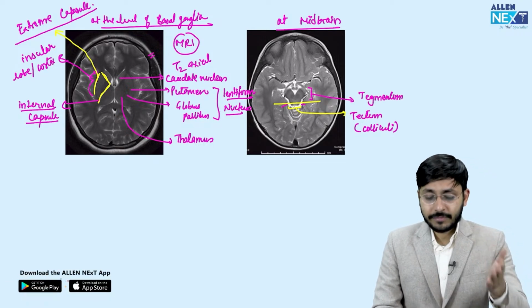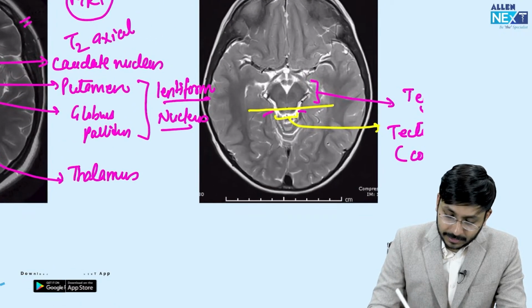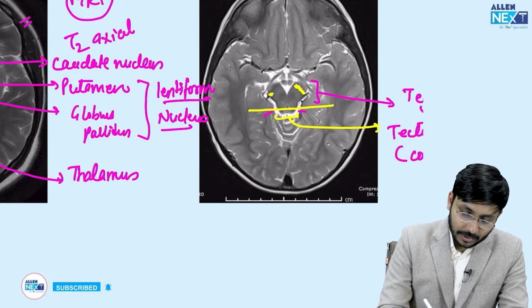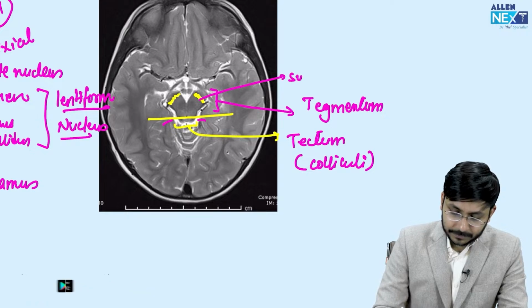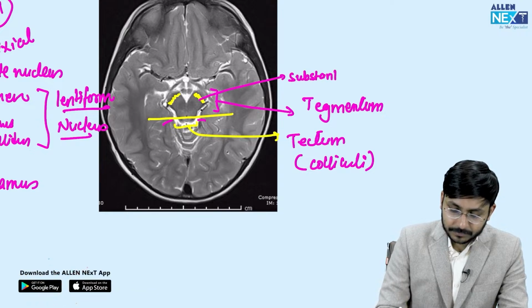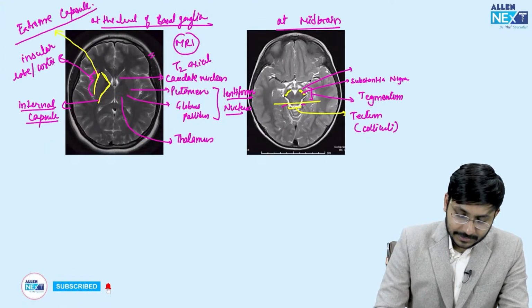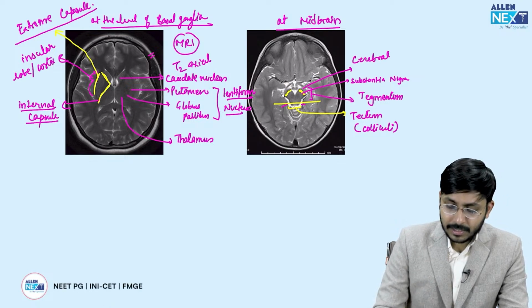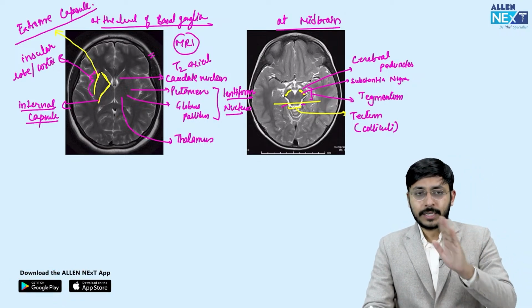Now, this tegmentum further has the substantia nigra, which is this black colored area within the midbrain. So, this will be your substantia nigra. And anterior to it, we have the corticospinal tracts which form the cerebral peduncles. These are the cerebral peduncles. So this was regarding the midbrain section.